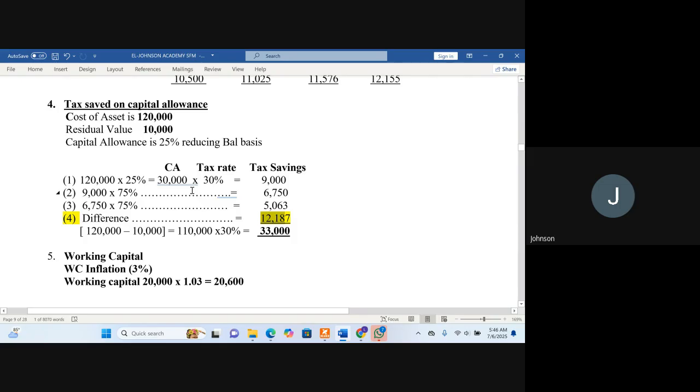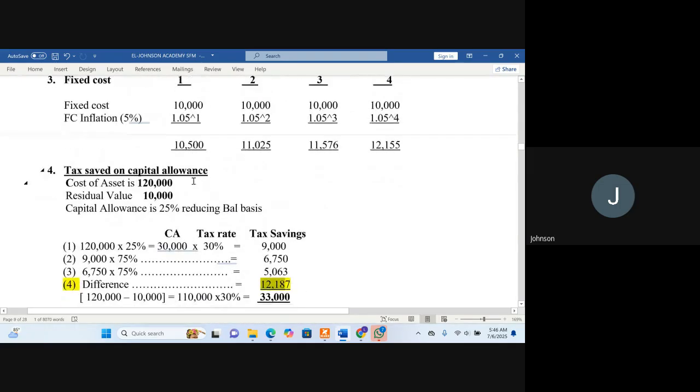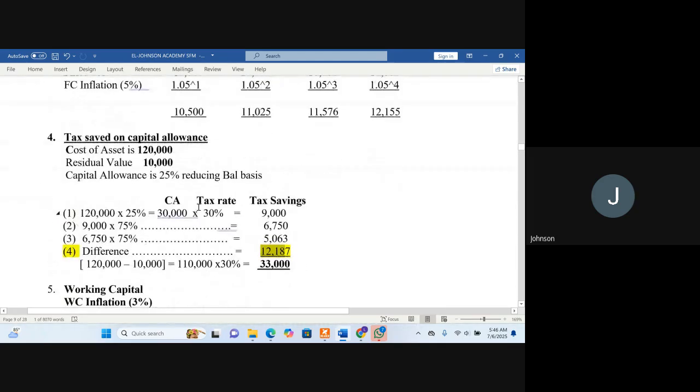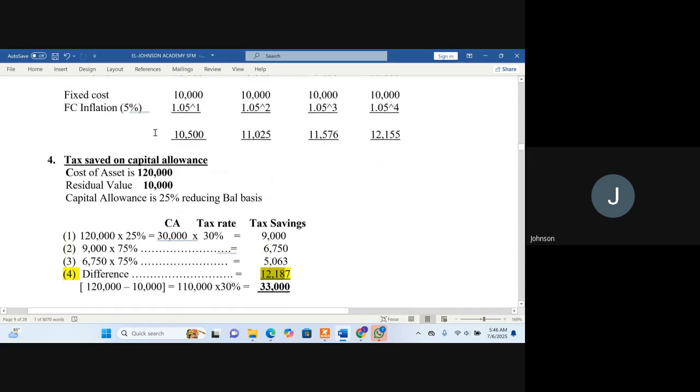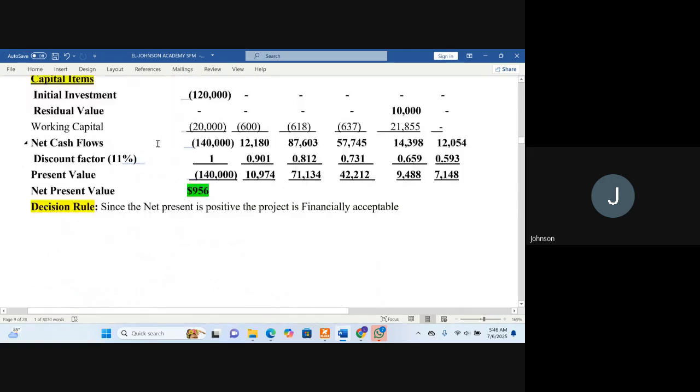Tax savings is going to be, the total is 33,000. So let's go and see. Year one is this amount, year two is this amount, year three is this amount, year four is this amount. Let's go and see whether they imputed it.